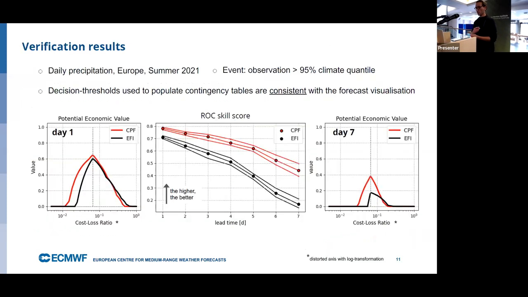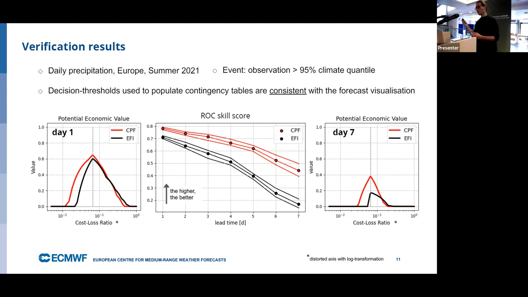Actually, it's what we did to make a comparison between the EFI, the extreme forecast index, and the CPF, this new way of looking at the forecast, and we use the ROC framework. So we define an event, and then we look at the discrimination ability of the different forecasts, the ability to discriminate between event and non-event. The type of event we are looking at here is whether the observation for precipitation exceeds the 95th percentile of the local climatology.